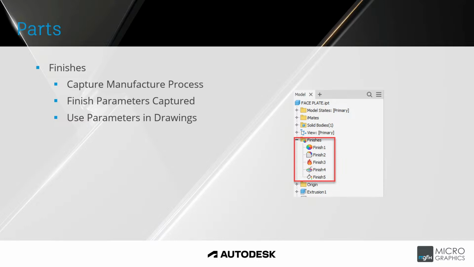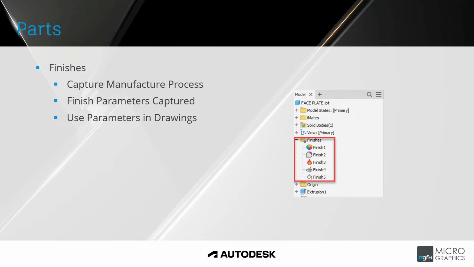Finish 3 is heat treatment. Finish 4 there in the list, that icon shows surface finish, so if you have a specific surface roughness. And then finish 5 is painting. So once again, that is sort of a paint layer rather than a chemical finish.